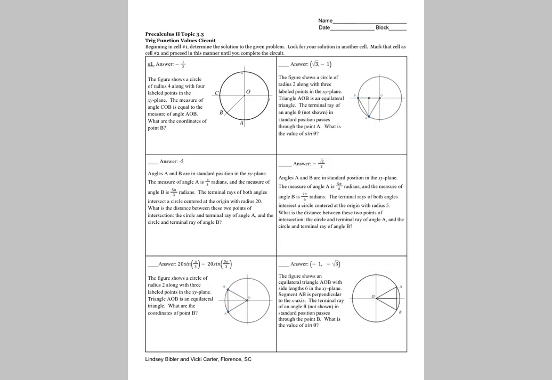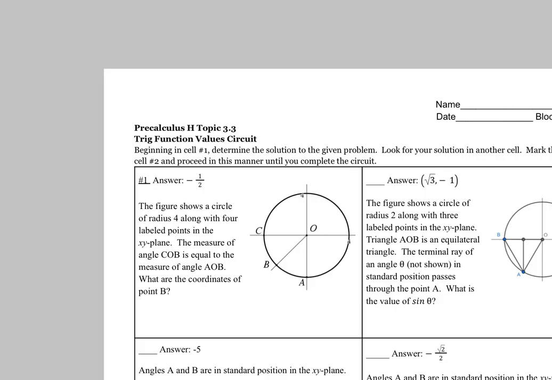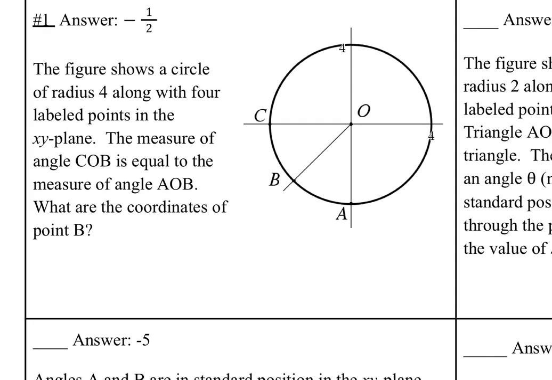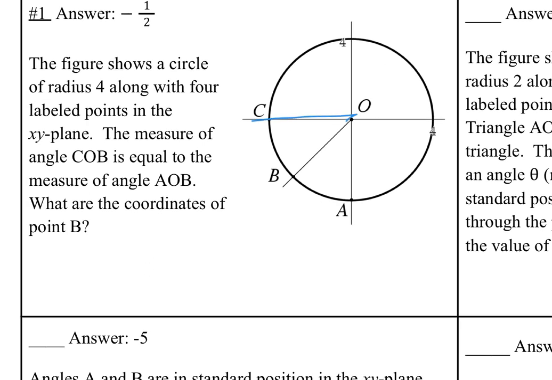In the 3-3 review that's on your to-do list, yeah. Oh, okay, it says the figure shown has a circle of radius 4 along with 4 labeled points in the xy plane. The measure of angle COB is equal to the measure of AOB. What are the coordinates of point B? So if COB and AOB are the same, what's true about those angles? They're 45 degrees, which is what radian? Pi over 4.